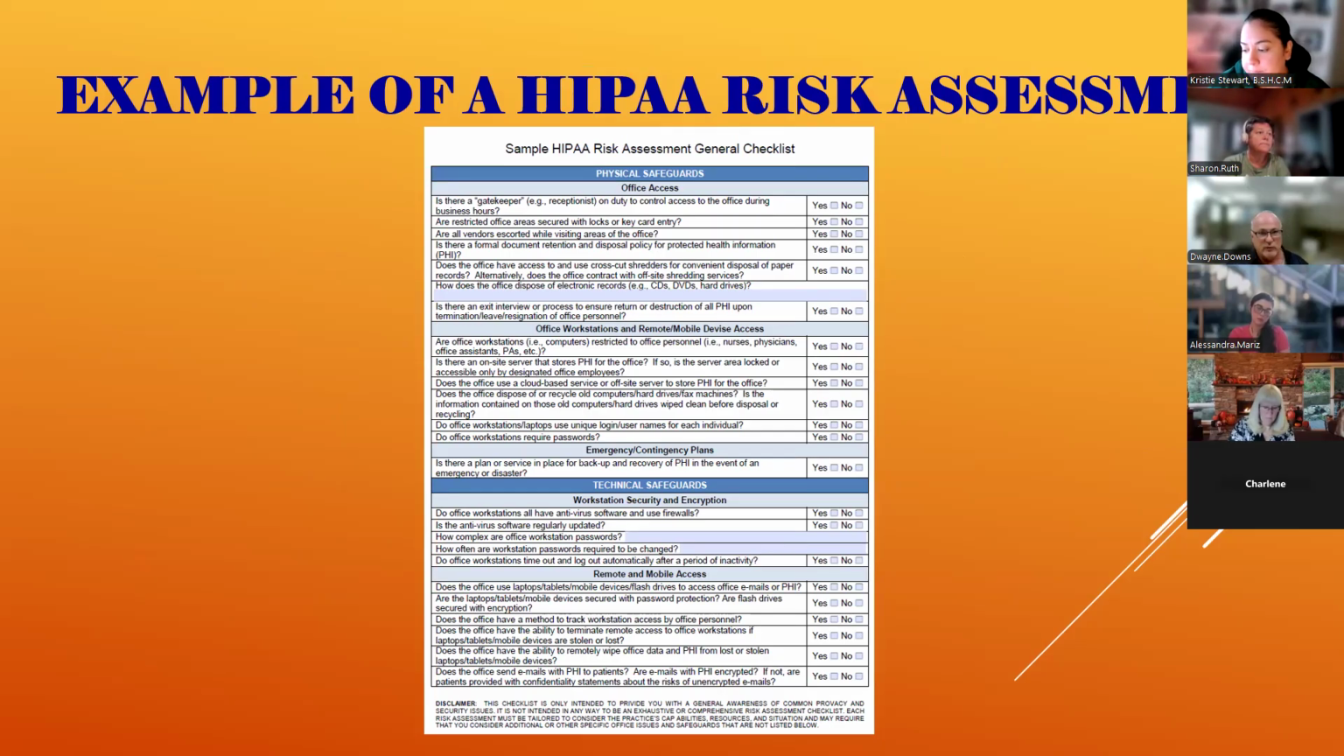This is an example of a risk assessment. They're basically just questions, and you go down and answer yes or no. Is there a gatekeeper to control access to the office during business hours? And you would just go down and answer these questions. Pretty straightforward. It's required every year. You could just update the risk assessment if nothing changes the next year, but it is a requirement.